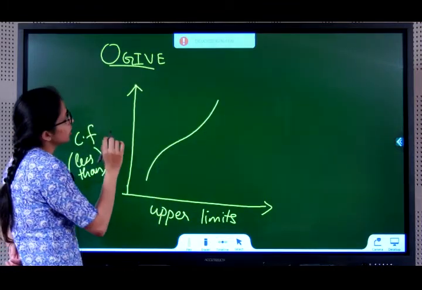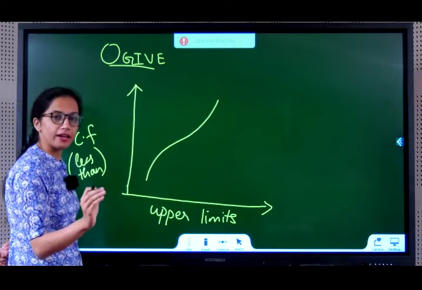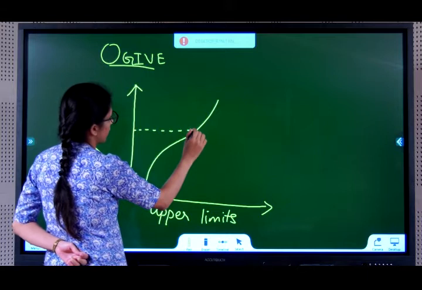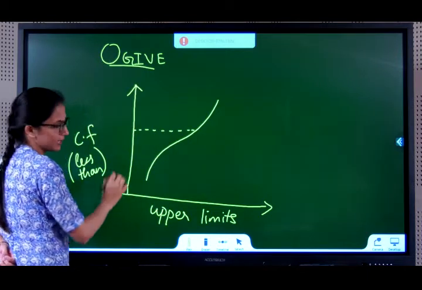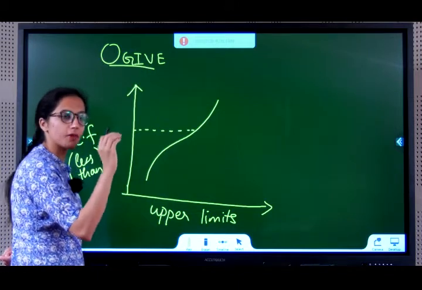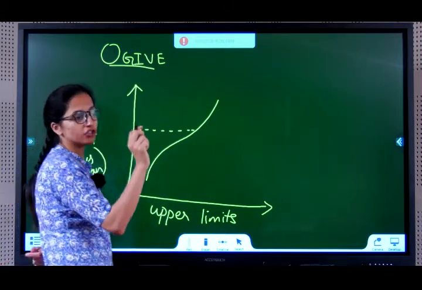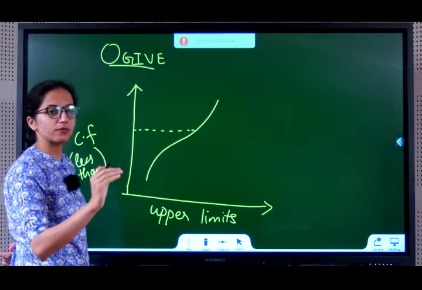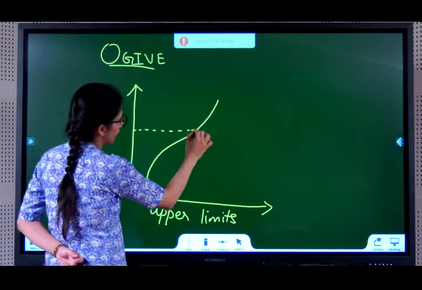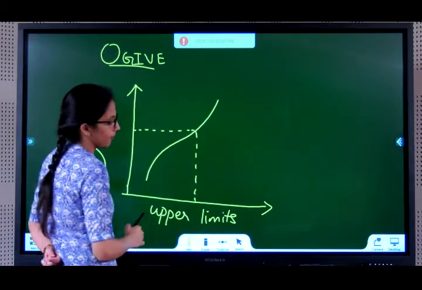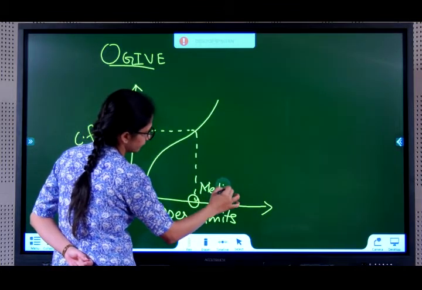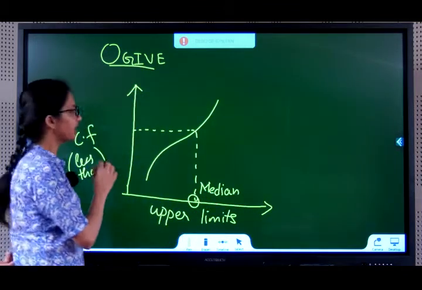Now, take the value of n by 2 and mark it here. When you take n by 2, you go to the cumulative frequency column and mark n by 2, correct? You search for n by 2 and if it's not there, you go for the immediate next value. Here, since it's graphical, you can go to the exact n by 2 value and drop a perpendicular like this. This point here is your median. This is for less than type.